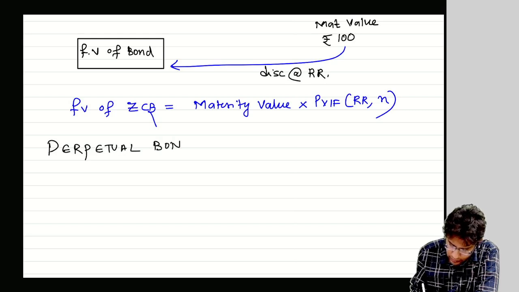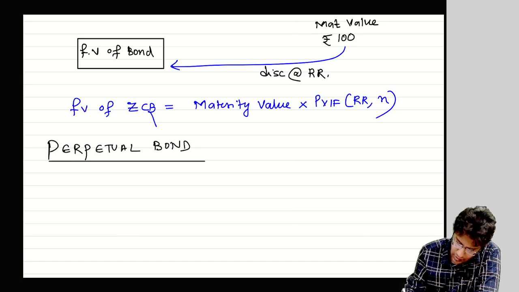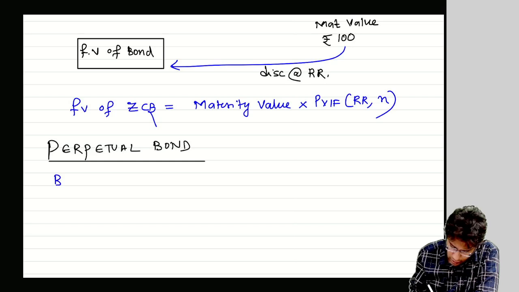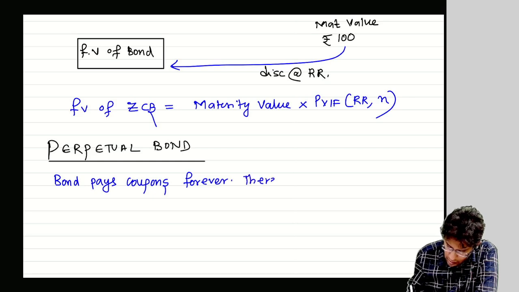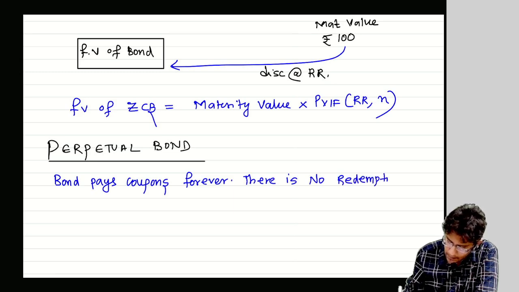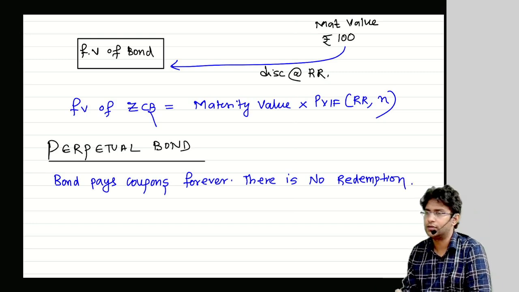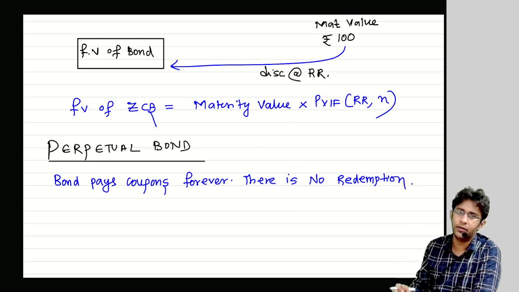Perpetual bond. Tell me, sir, what is the meaning of this? Good. This bond pays coupons forever. There will be no redemption. Maturity is not there. Maturity period is unlimited. Maturity value is 0.